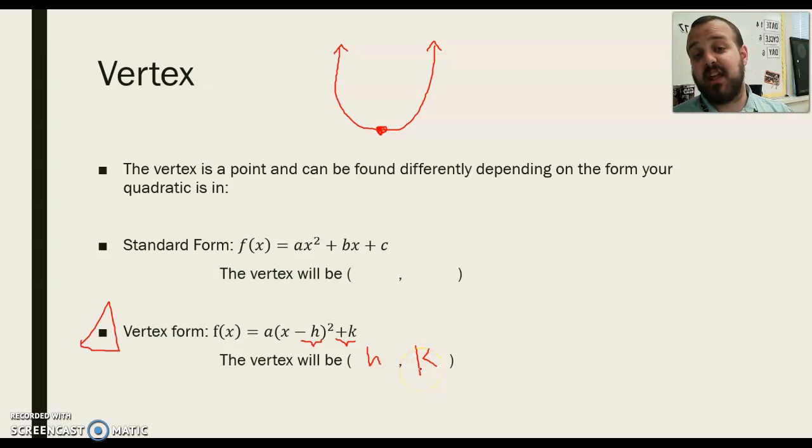Do be careful, the same sort of trick is involved with this as it is with your transformations, in that h will always be the opposite of what you see. If you see x minus 3, 3 is going to be your h, okay? So you want to be really careful about that.